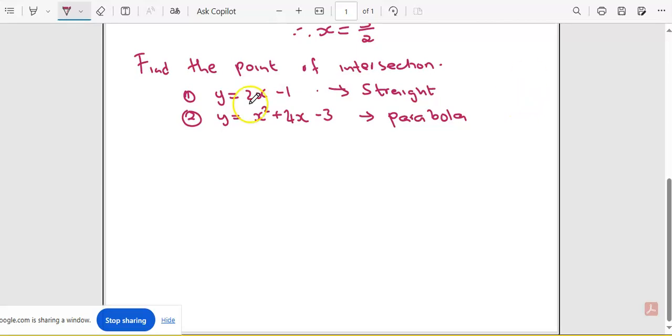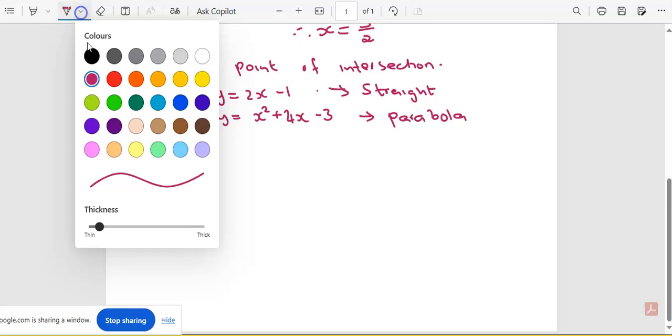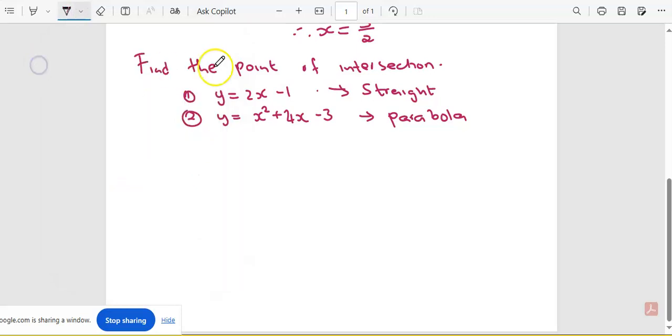When I say equate the equations, I mean we take the first equation, which is 2x minus 1, and equate it to the second equation, which is x squared plus 4x minus 3. So we definitely equate these two. Now we are solving two equations simultaneously. First things first, we're going to solve for x.